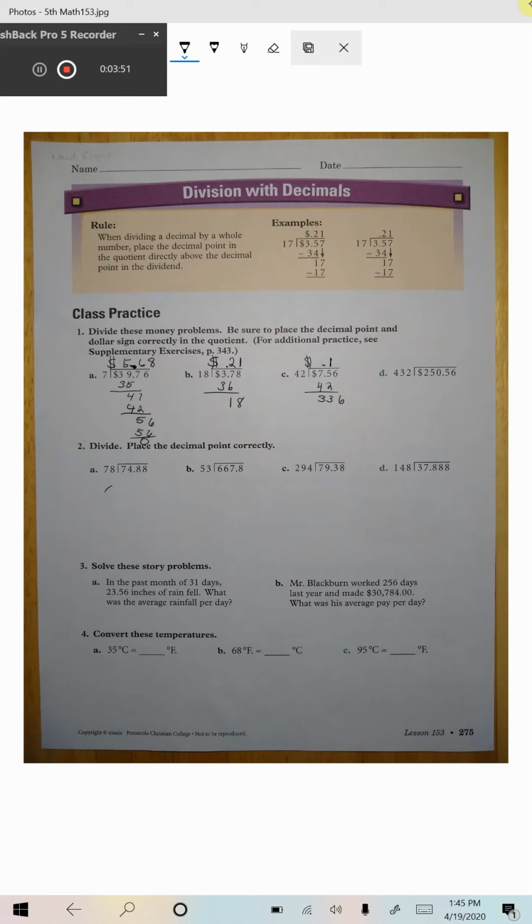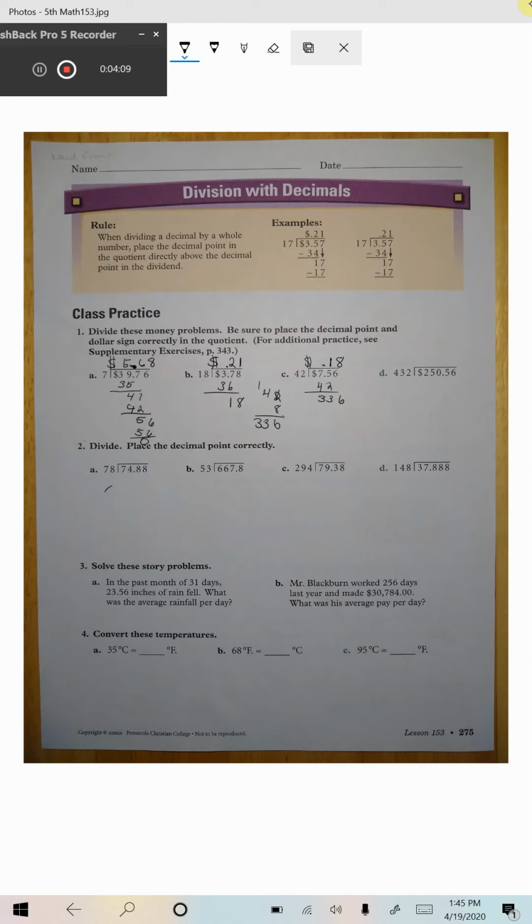4 into 33 would be 8 times. So let's try 8. 42 times 8. 32, 33, and there it is. Perfect. All right, so it's 18 cents. All right.